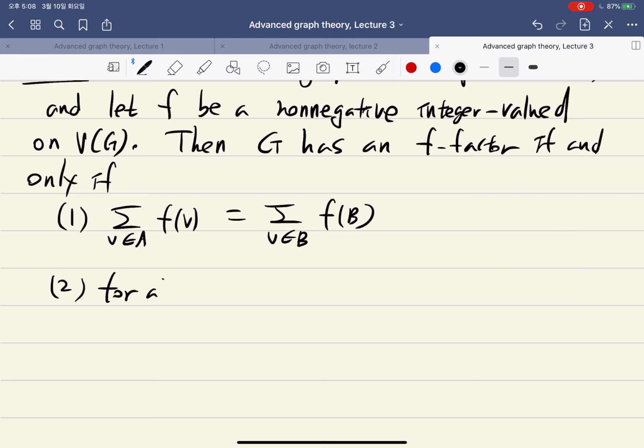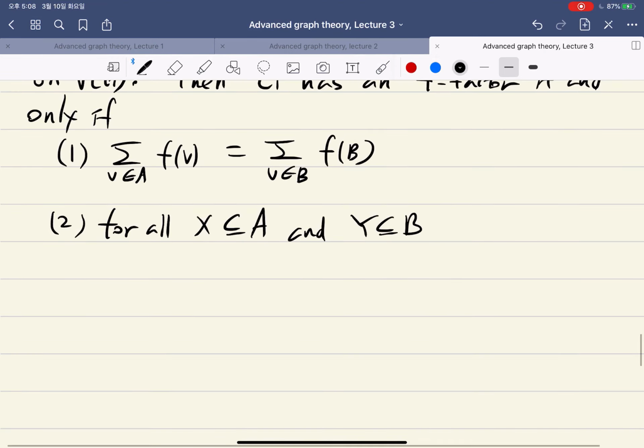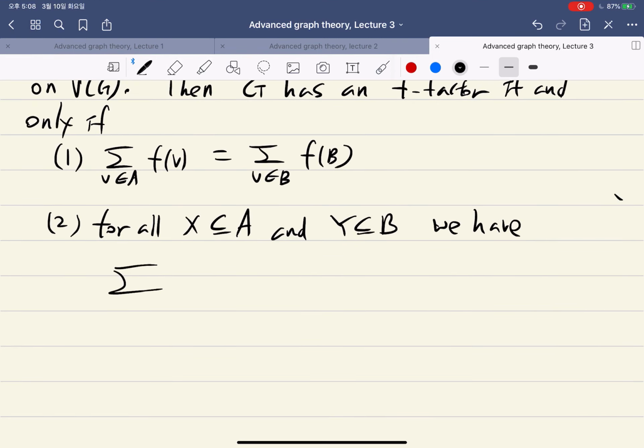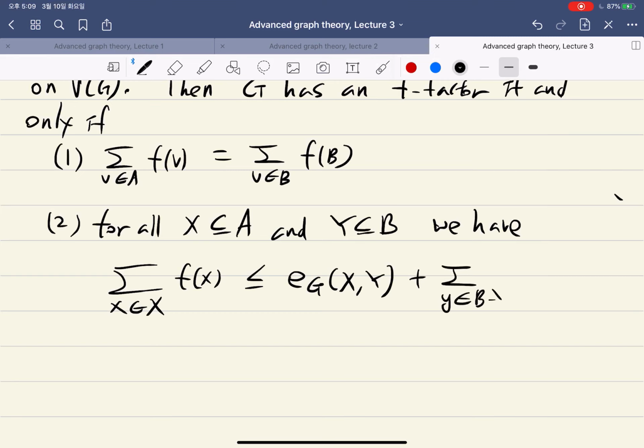And for all sets X in A and Y in B, we have the summation over all vertices in X of f value is at most the number of edges between X and Y, plus the sum over all the vertices outside of Y in B of the f value.